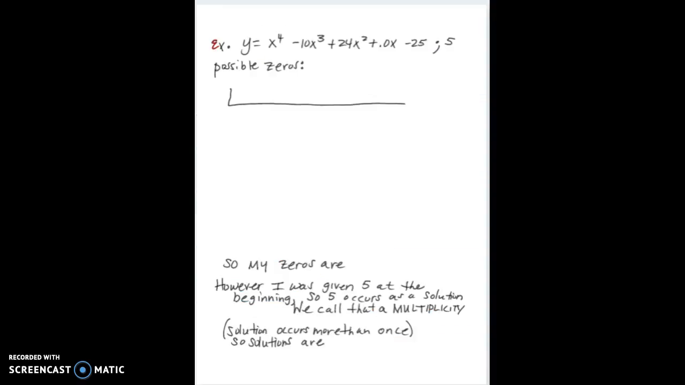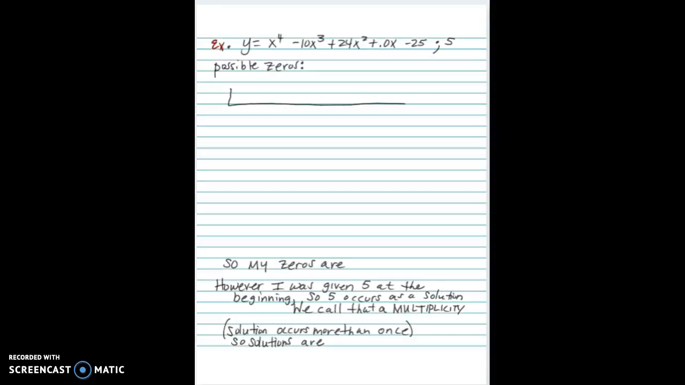Okay. On my next example, I have y equals x to the fourth minus 10x to the third plus 24x squared plus 10x minus 25, and they're telling me the first root is 5. So I'm going to start by listing my possible zeros. My factors of 25 are both positive and negative 1, 5, and 25, and my factors of 1 are just 1. So my possible zeros are positive and negative 1, positive and negative 5, and positive and negative 25.